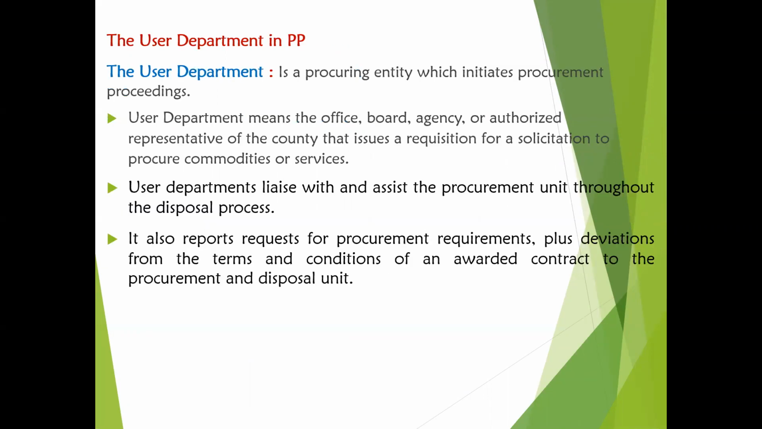Now, let's go direct to the user department. The user department under procurement is a procuring entity which initiates procurement proceedings. User department means the office, the board, agency, or authorized representative of the country that issues requisition for solicitation to procure commodities or services. User departments liaise with and assist the procurement unit throughout the disposal process. It also reports requests for procurement requirements, plus deviations from an awarded contract, to the procurement and disposal unit. Thank you very much.